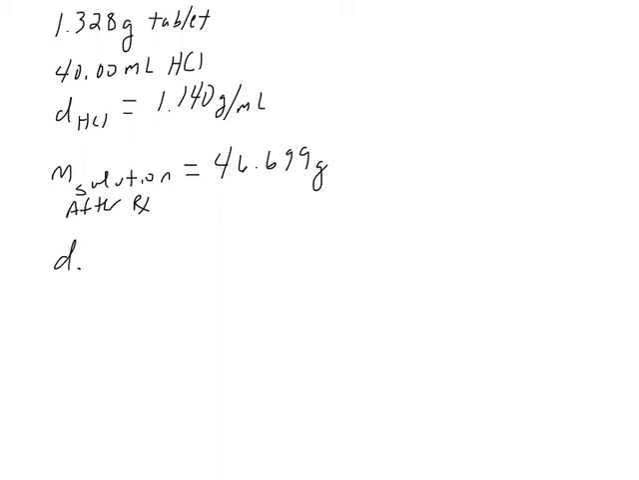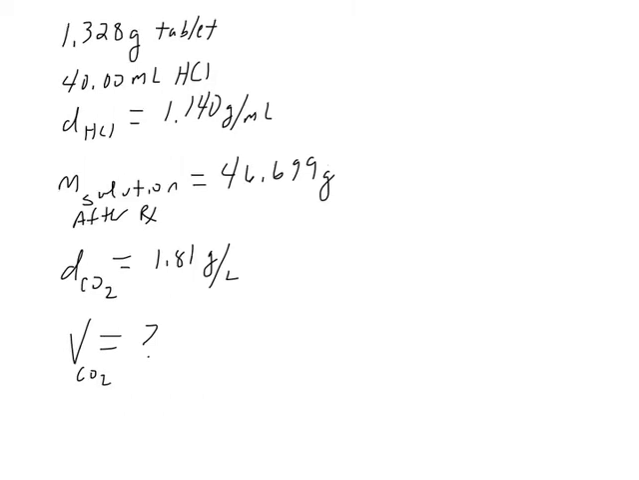They give us the density of carbon dioxide, CO2, equaling 1.81 grams per liter, and they want us to find out how many liters of CO2 were given off. Now, this problem seems to be a lot more complex than the previous problems, but it's not too bad if we break it down. So we've got the mass of the tablet, and we've got the volume of the HCl and the density of the HCl, which means I can find the mass of the HCl, right?